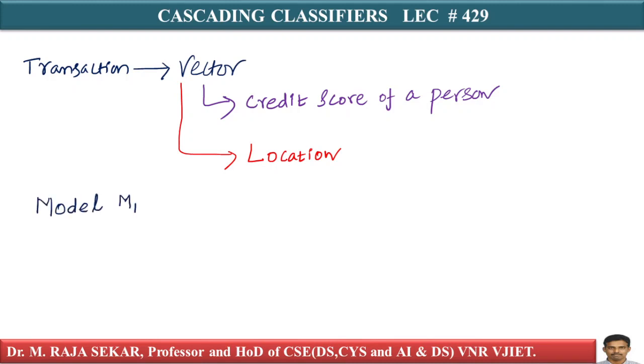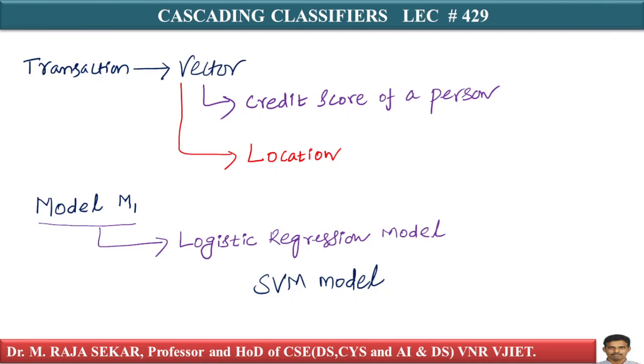Now, given this query vector or query data point, I could have a model M1. This could be any model: logistic regression, an SVM model, whatever. Let's assume this model predicts probabilities. Let's assume this model M1 gives you a probability.